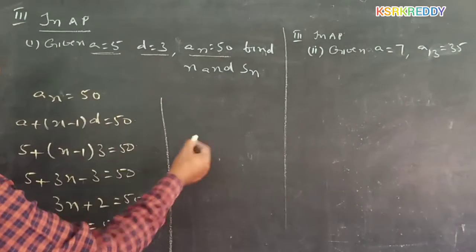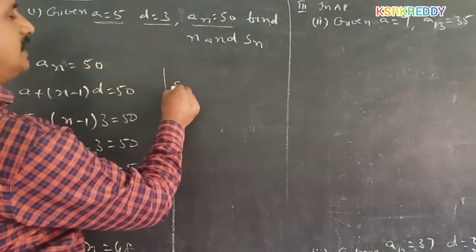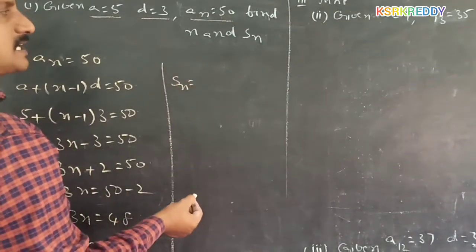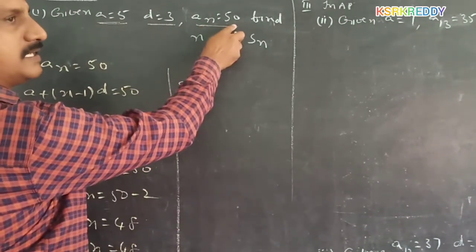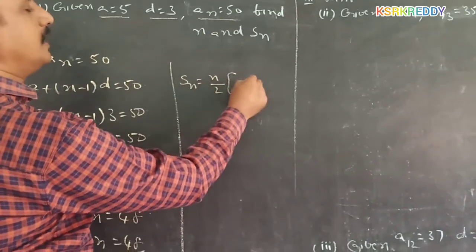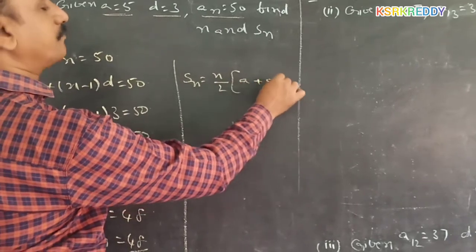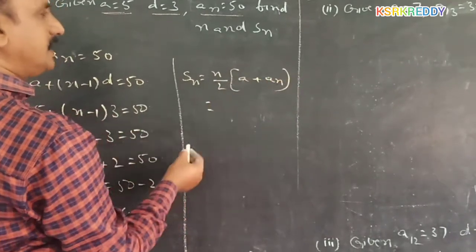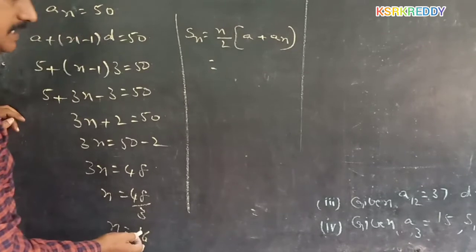Then find Sn. What is the Sn formula? Two formulas are there. The last term is 50, so we know the last term and apply the second formula, n by 2 into a plus an. Then how many terms are there? n is equal to the value 16.